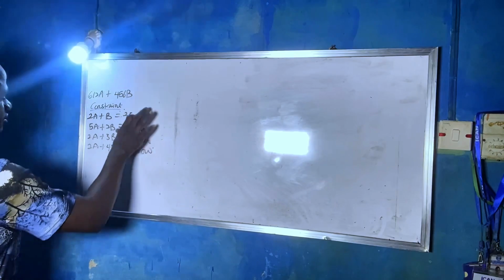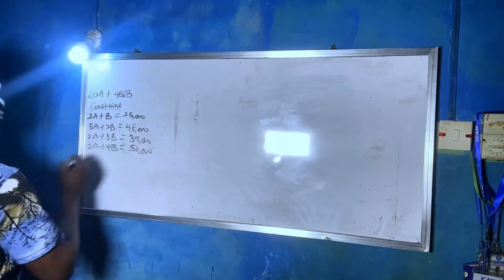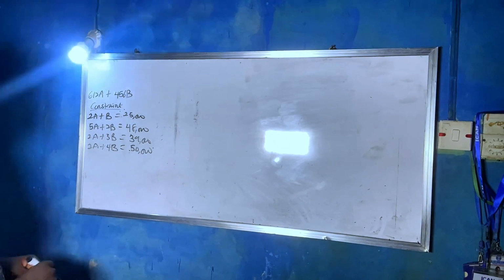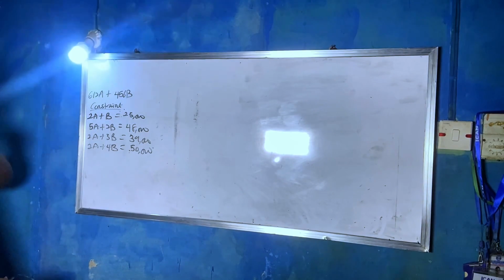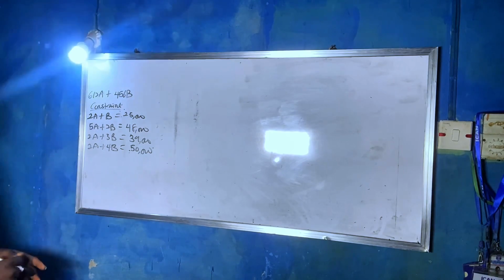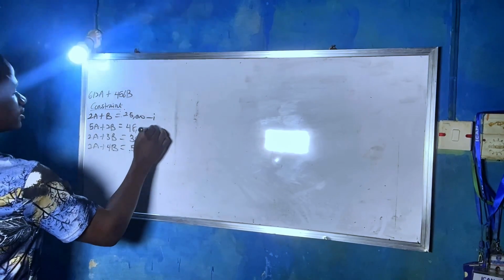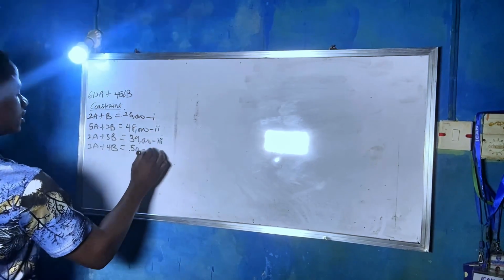Then we have equals to. I explained this in detail in my last class. So we subject each and every one to this: when A is 0, what is B? When B is 0, what is A? I'll call these equation 1, equation 2, equation 3, and equation 4.